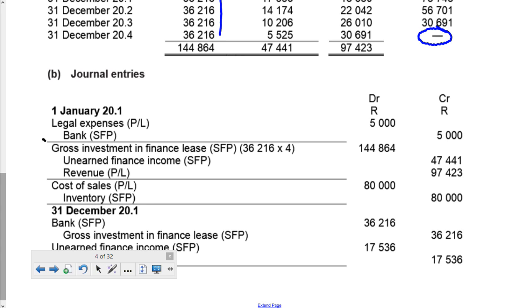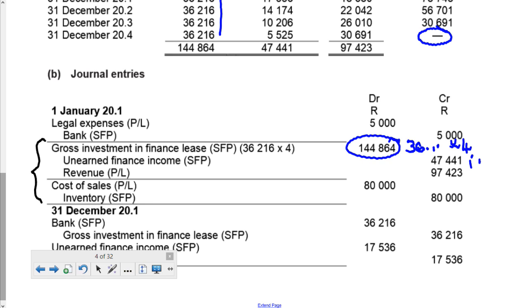Then, as I gave you the journals in the beginning, do you remember? Our normal journal would have been one journal, and it would have been to PPE. But this is now inventory, so it's 2 journals. Gross investment in finance lease, unearned finance income, giving us revenue of 97,423. Remember where these numbers are coming from? This is the total of the installments, isn't it? What was it? 36,216 times 4. Your 4 installments. And then this is the balancing figure.